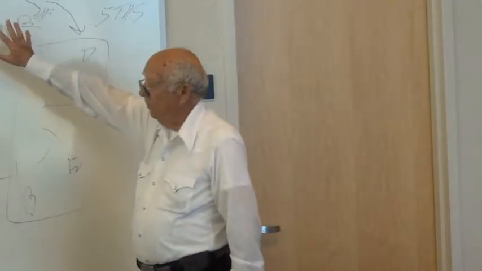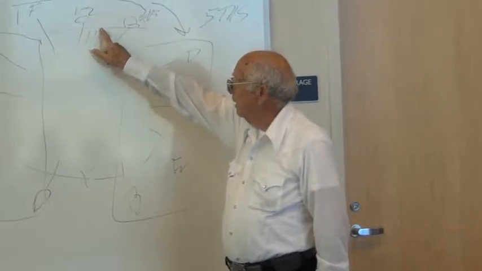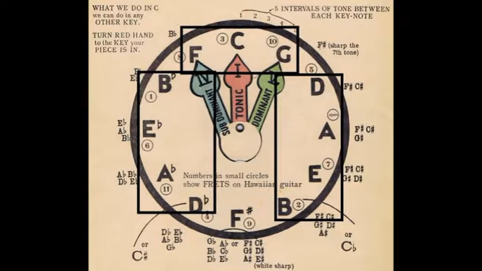Let's start with this one over here. This is 5. 1 minute, 2 minutes, 3 minutes, 4 minutes, 5 minutes. C, D, E, F, G on the clock. Okay? G to D. G, A, B, C, D.